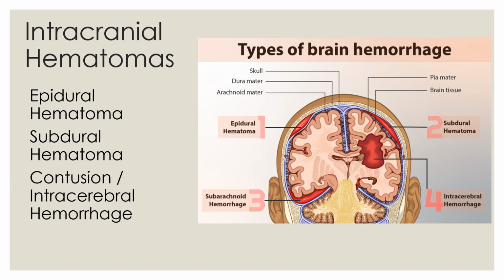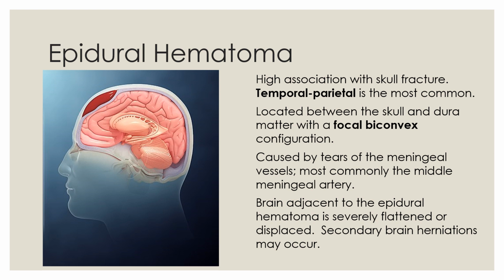It has other causes. But the types of brain hemorrhage that are typically caused by trauma include epidural hematomas, subdural hematomas, and intracerebral hemorrhage or contusion or bruising. And here we have just an image showing those three types of hemorrhage by their location, along with the subarachnoid hemorrhage. So let's talk about what they are and what distinguishes them.